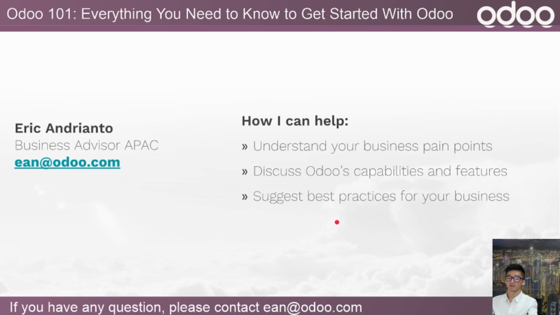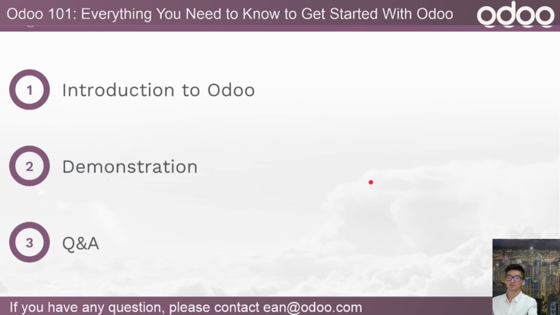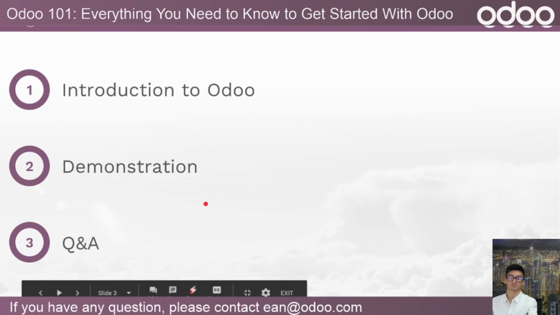And then after that, we will suggest the best practice. For example, every customer's business operation and workflow is very different and distinct. So what I can suggest is how they can use Odoo with the best workflow and reduce their costs. So the first item of our agenda here, I will introduce what Odoo is, and then we'll do the demonstration, and after that we will go into the Q&A session.